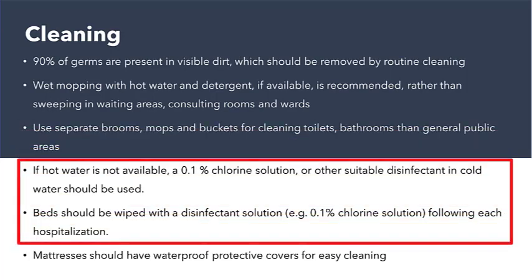Beds should be wiped with a disinfectant solution, e.g. 0.1% chlorine. We have what you call the high touch surfaces. These are surfaces where people touch all the time, such as railings, light switches, and the knobs of doors. All these need to be cleaned very regularly. If you do not have hot water, a 0.1% chlorine solution can be used following each hospitalization.